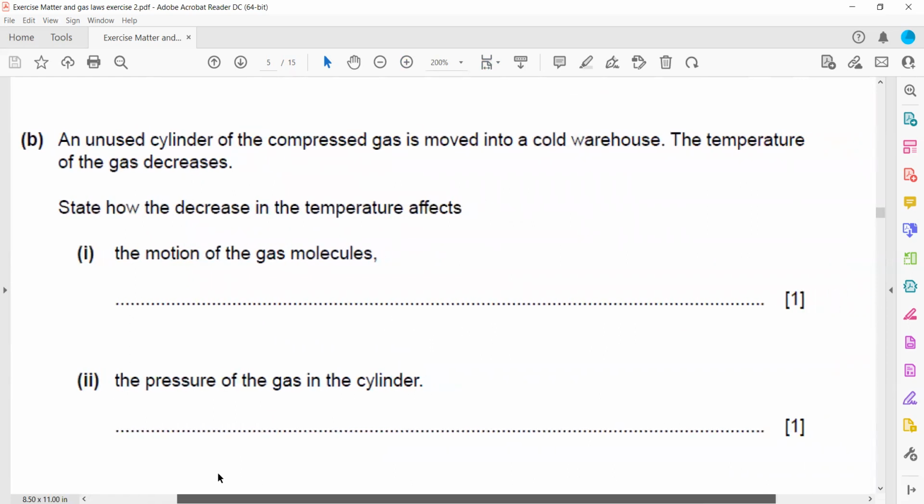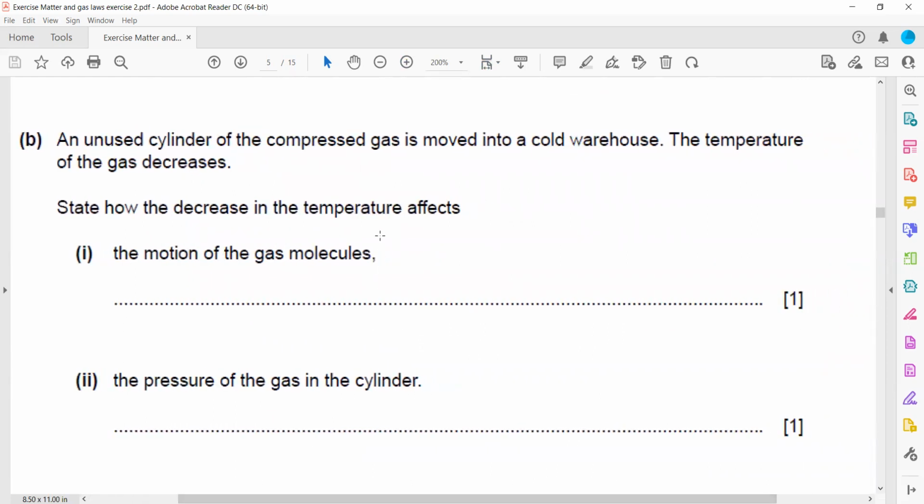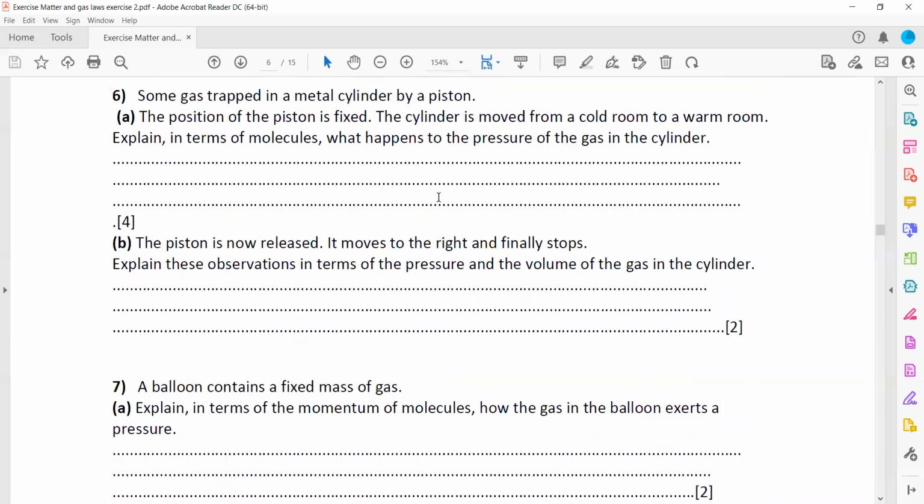In part B, an unused cylinder of the compressed gas is moved into a cold warehouse. So the temperature is decreased. State how the decrease in temperature affects the motion of the molecules. As temperature decreases, the molecules will move slower. And what happens to the pressure? The pressure will also decrease, because the speed of the molecules decreases and the molecules exert a smaller force on the walls.